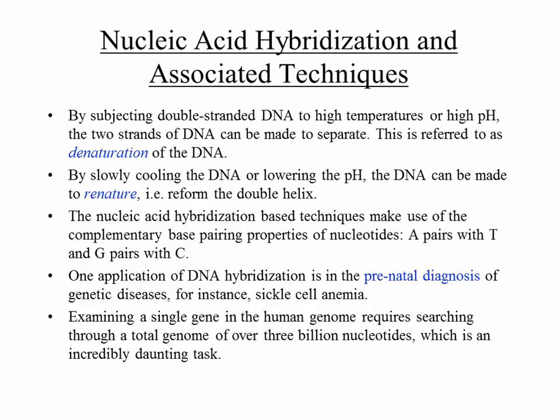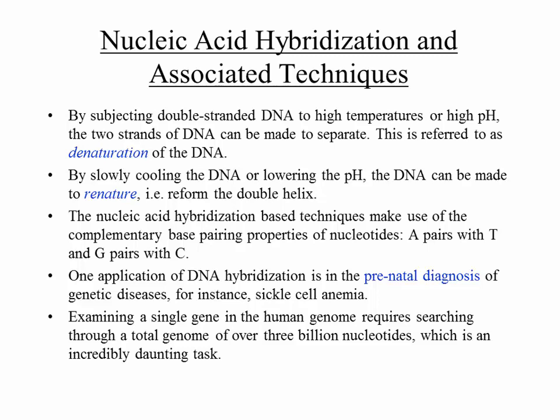So one application of DNA hybridization is in the prenatal diagnosis of genetic diseases, for example, sickle cell anemia. Before a child is born, you want to know whether that child is going to have sickle cell anemia or some other disease. And that can be done using today's DNA technology.